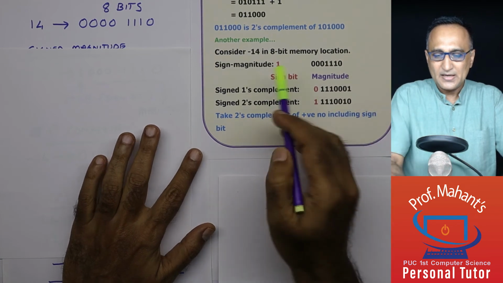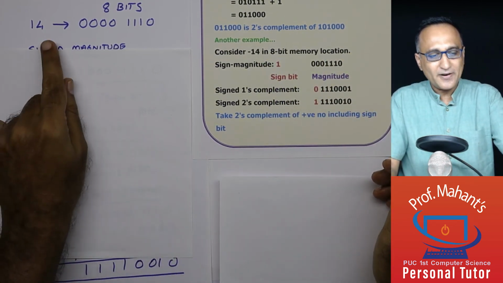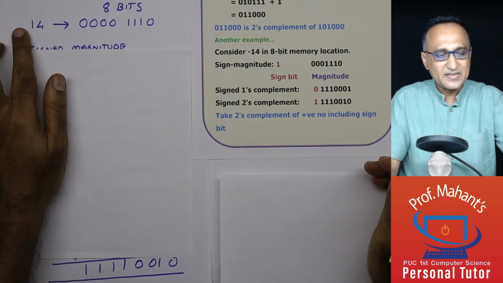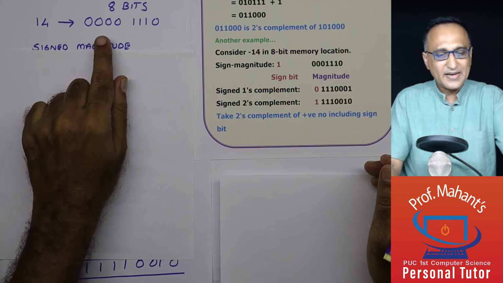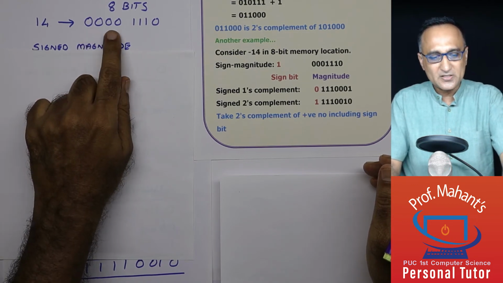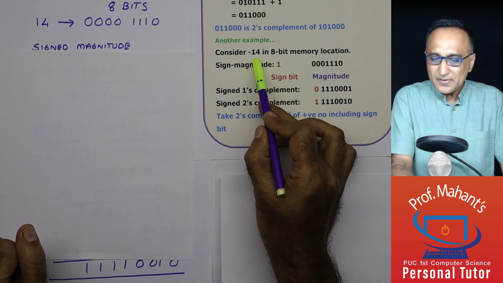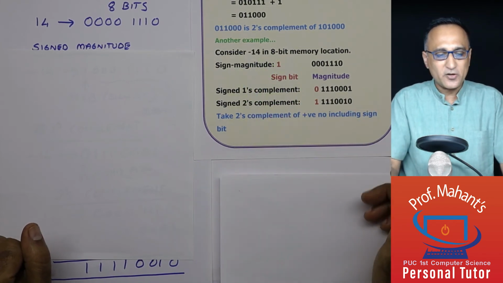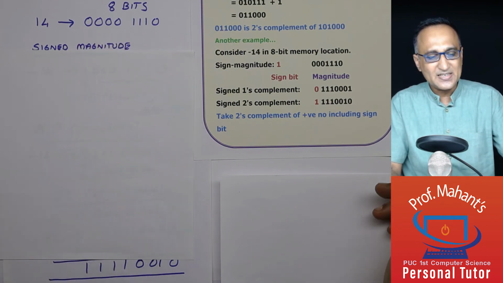Okay, consider minus 14 in an 8-bit memory location. If I take 14 and I represent it in 8 bits, it is going to look like this: 4 zeros and 1, 1, 1, 0. Suppose I have to represent minus 14 in sign magnitude. I will make this leftmost bit 1, everything else remains the same.